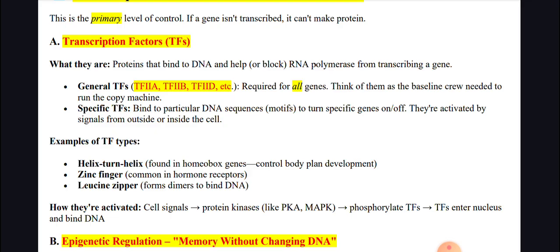Okay, but how does the cell control these specific TFs? They can't just be active all the time, right? Otherwise, a liver cell might start trying to be a neuron. Absolutely not. Their activity is tightly controlled, usually through signal transduction pathways.